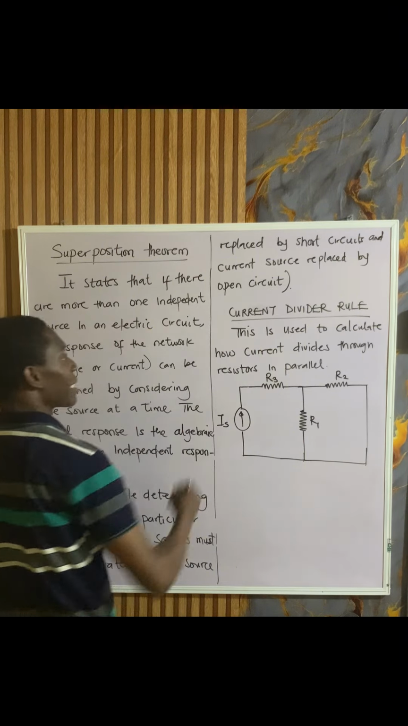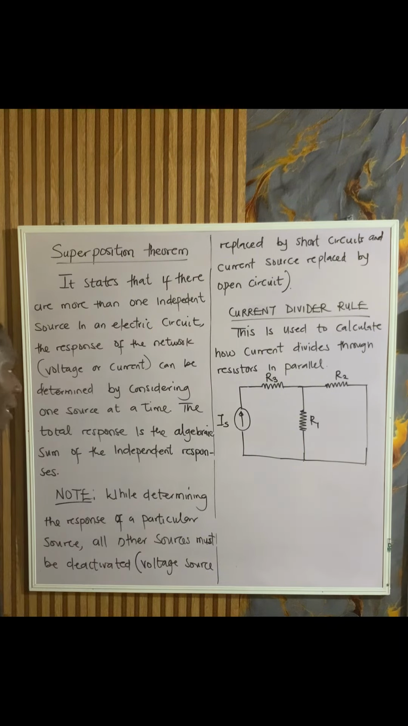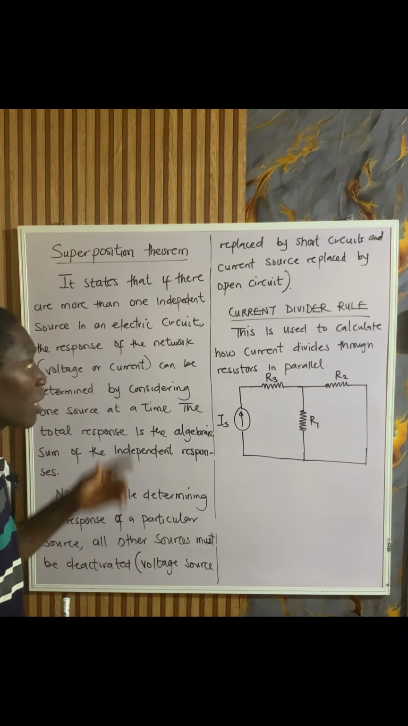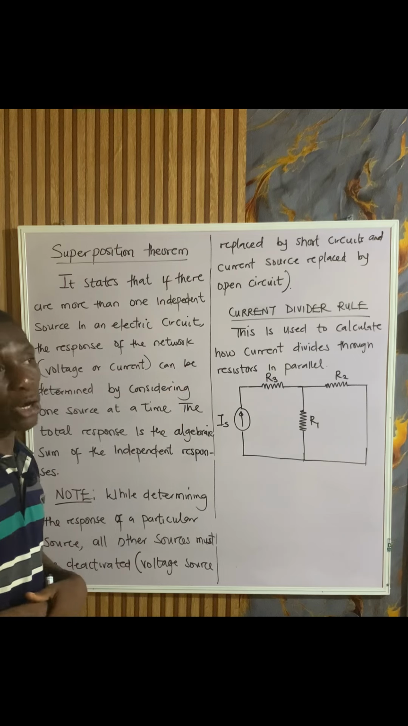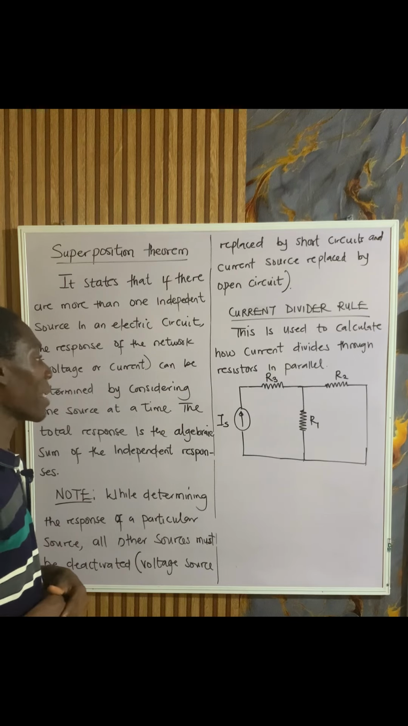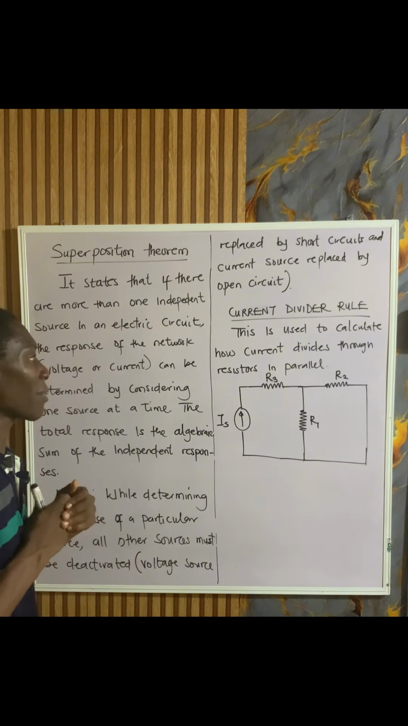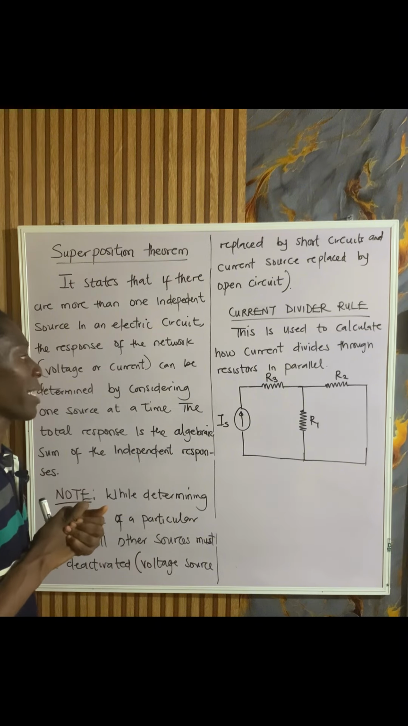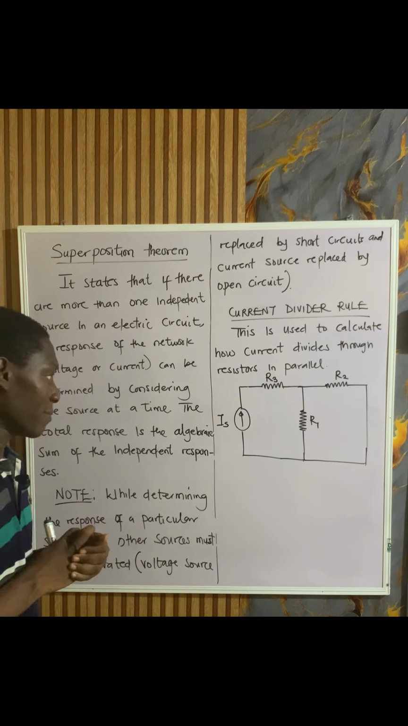So that's that about that. When we are analyzing a circuit, I will show you how we do that, when we short circuit and when we open circuit. Now, in solving superposition theorem, we also apply the current divider rule. So a quick one now, let me illustrate the current divider rule. Actually, this is used to calculate how current divides through resistors in parallel.